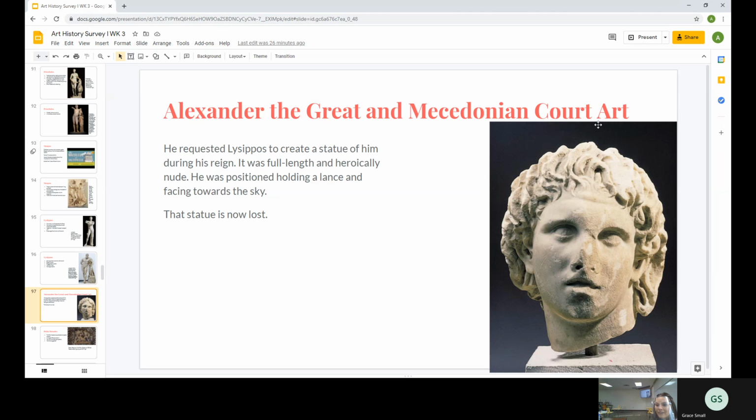He does look very young. Of course, Alexander the Great dies in his 30s. He doesn't get very old. He was in a heroic position. Most think in the same position as Polyclitus' spear bearer or the Zeus hurling the thunderbolt statue. So a heroic, triumphant pose to show off the fact that he was a warrior and a leader. But like I said, we don't have it anymore.